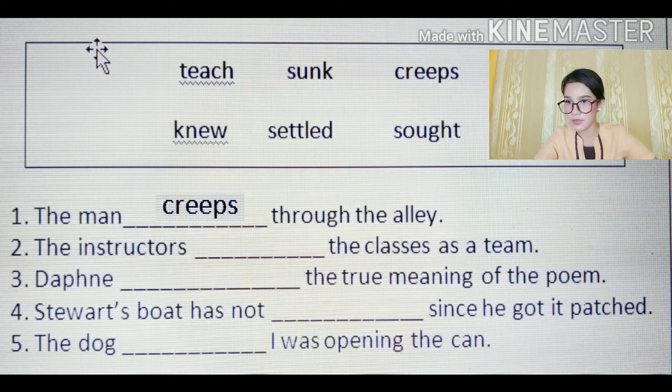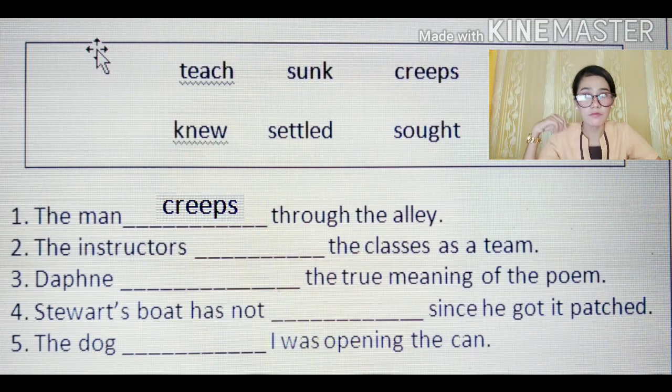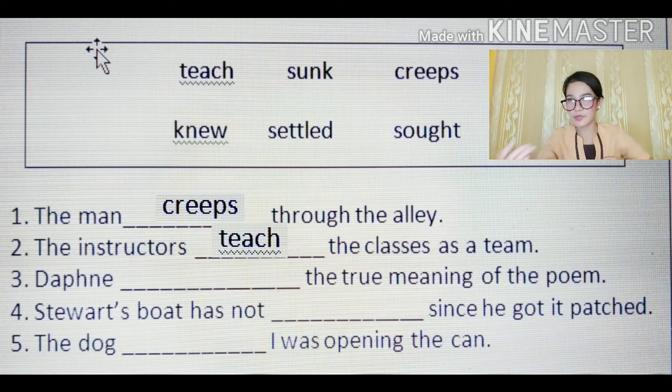Sentence number 2. The instructors blank the classes as a team. So what's the answer? Okay, the answer is teach. Very good. So the instructors teach the classes as a team.